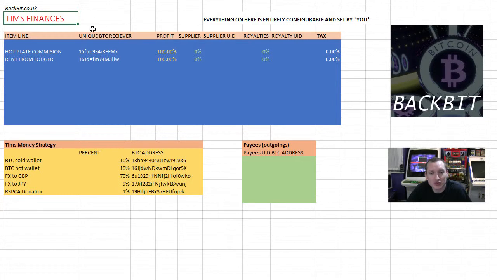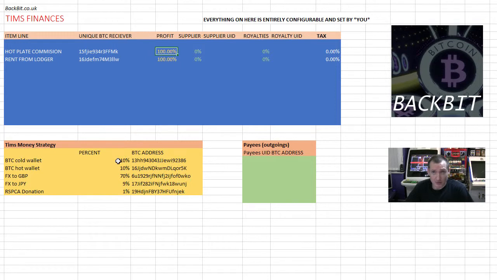So this is a sort of single user usage. He has two sources of income, hot plates and rent from his lodger. Interesting lifestyle. Two unique Bitcoin addresses. These are receiving addresses, and in this case 100% of that profit, this is in yellow, goes to this box, green to that box. So it's pretty straightforward. These are supplies and royalties. You can have as many columns on there as you like, but for the basics and an introduction, we'll start with just this. So 100% of the money from his hot plate commissions goes into his money strategy here.